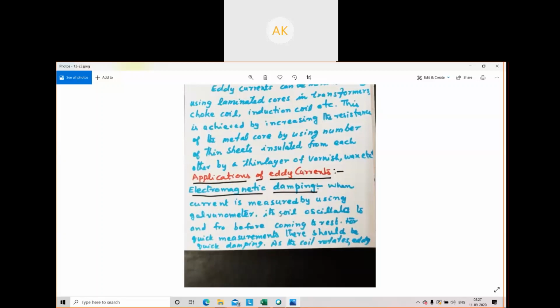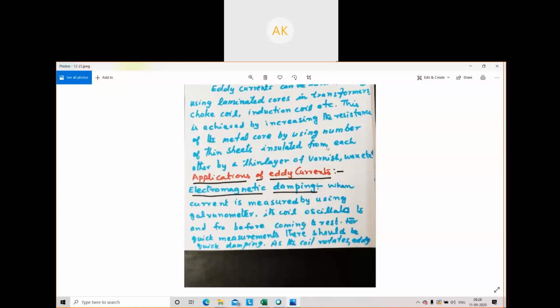When current is passed through the coil, it experiences a torque and deflects, and that deflection is what we read on the scale. So electromagnetic damping means, just imagine the galvanometer connected in the circuit, and the pointer is oscillating on the scale like this. Which reading will you take? It is difficult to take the reading when it is oscillating for a long time.